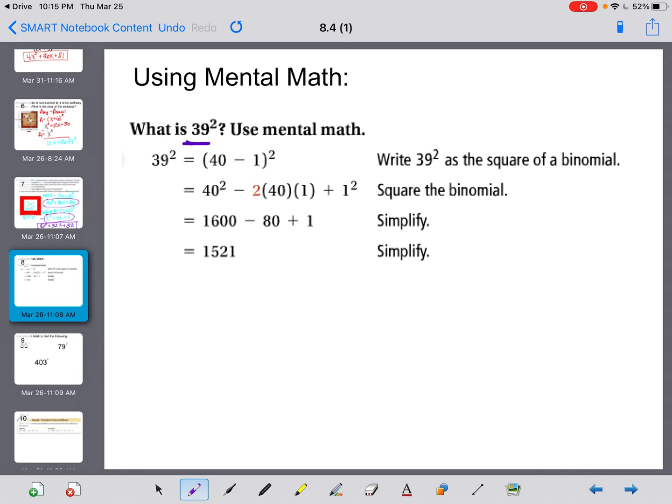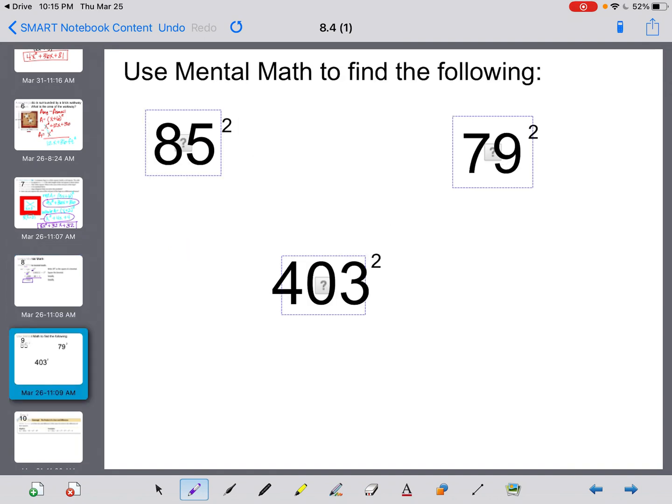Okay, then to follow the rules, we have to get the square of the first term, so 40 to the second power, and then multiply the two terms together, and then times 2, and then square the last term. Okay, well, 40 to the second power is 1600. 40 times 1 times 2 is 80, and 1 to the second power is 1. And then when I actually do this math, 1600 minus 80 plus 1, I get 1521. Okay, we're going to try that with these three numbers that they gave us.